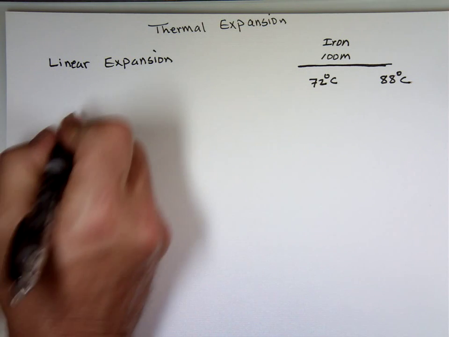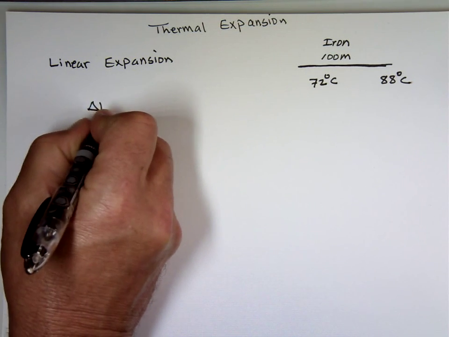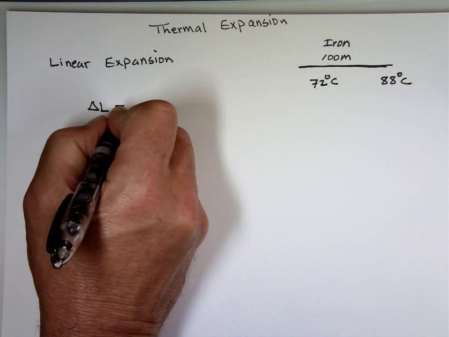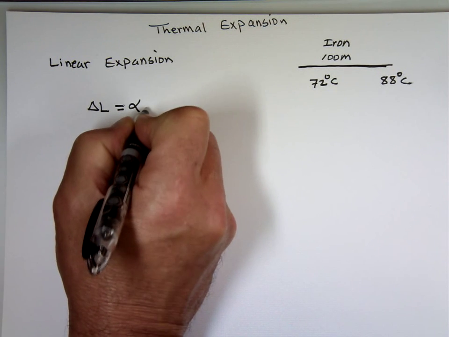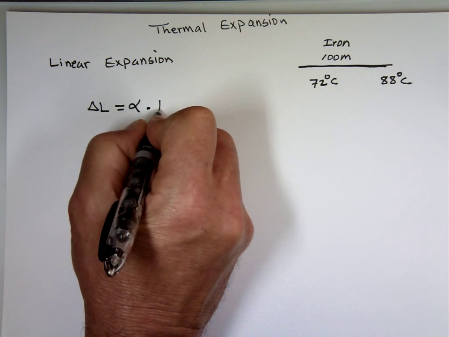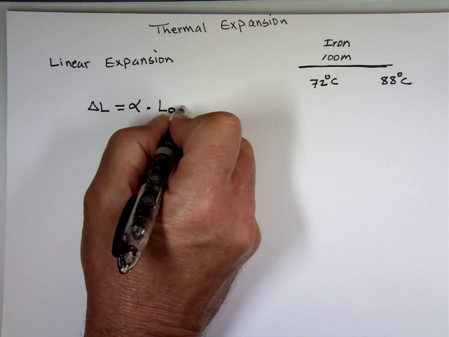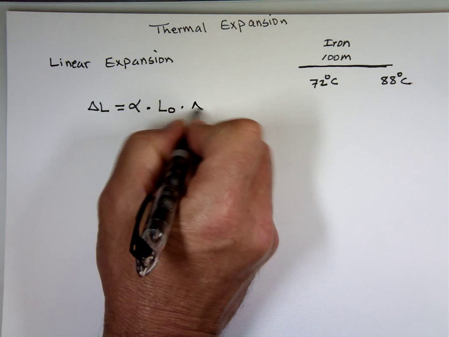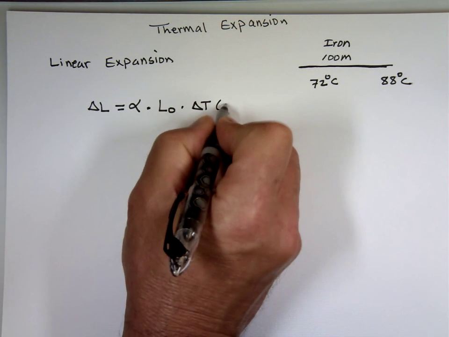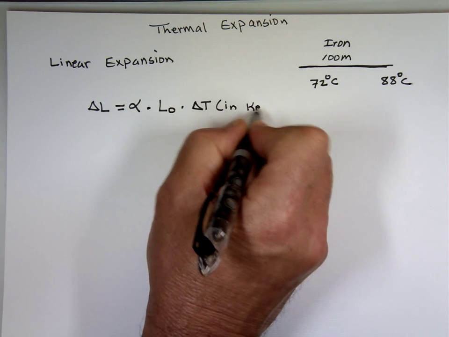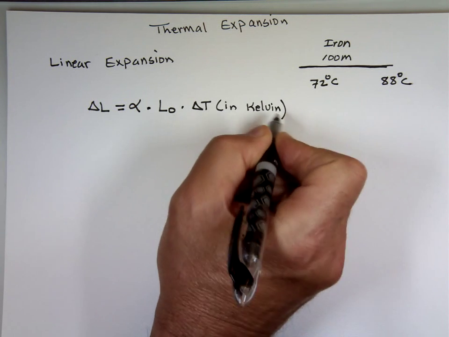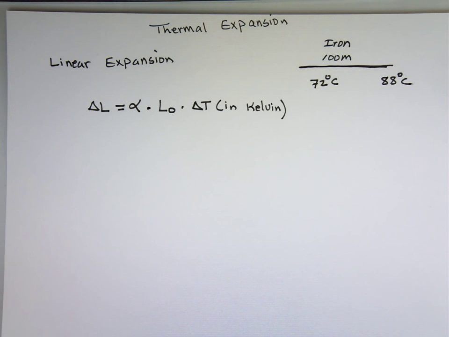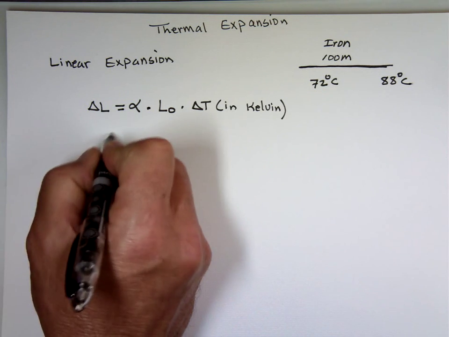The equation we're going to use is the change in the length equals alpha times the original length times the change in temperature in Kelvin. And what is alpha? Alpha is the coefficient of thermal expansion.